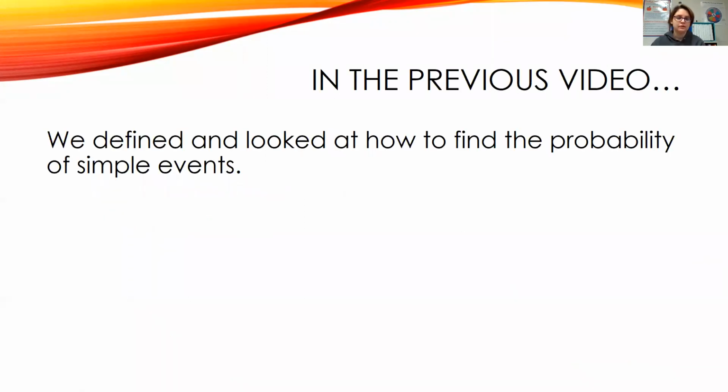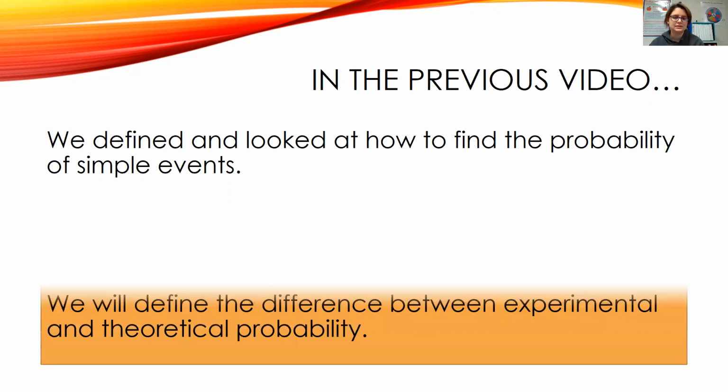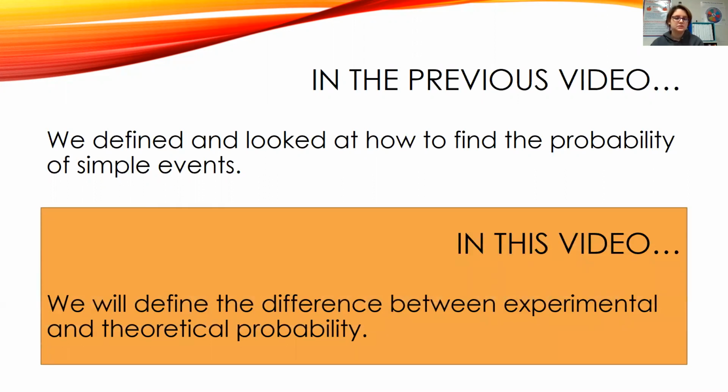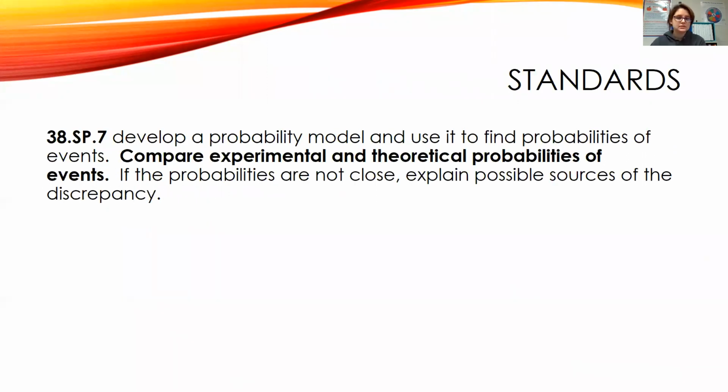So in the previous video, we defined and looked at the probability of simple events. And in this video, we will define the difference between experimental and theoretical probability. We're focusing on Standard 38 SP7, specifically the part that says compare experimental and theoretical probabilities of events.